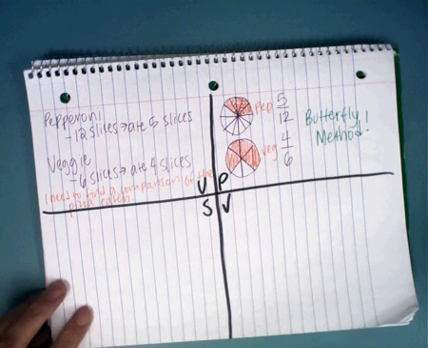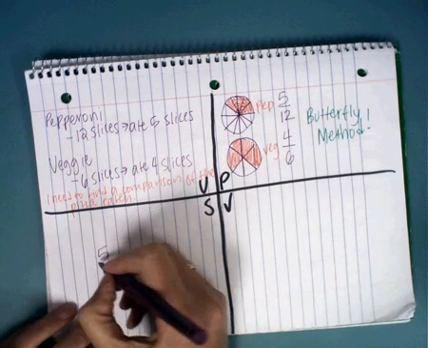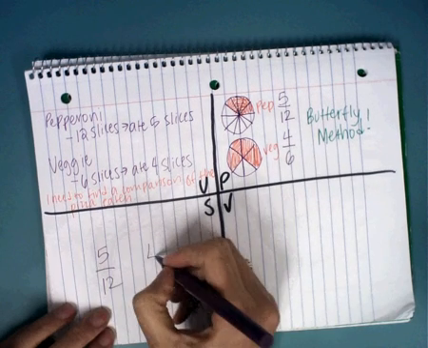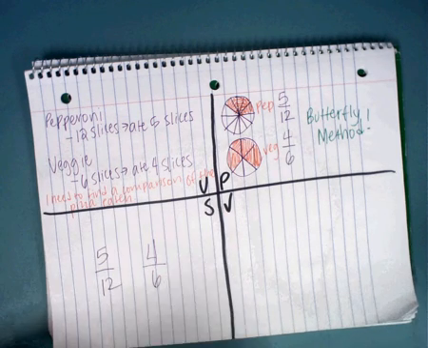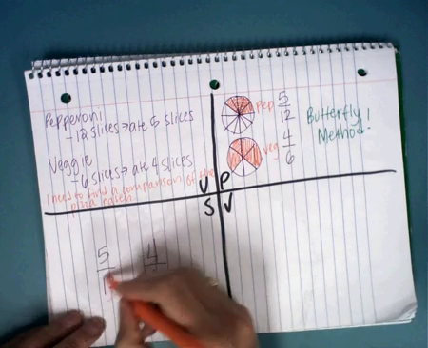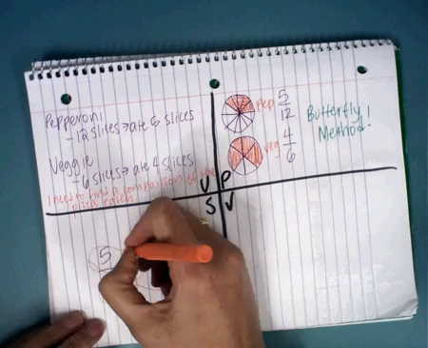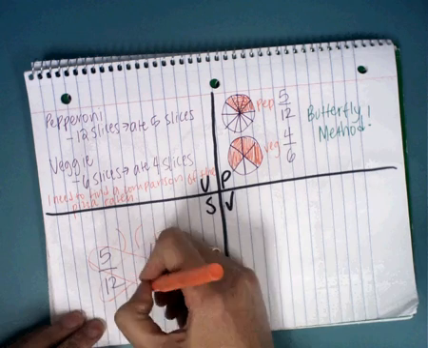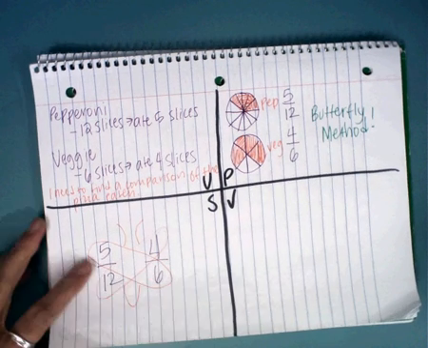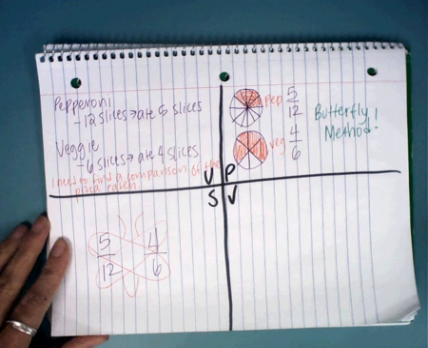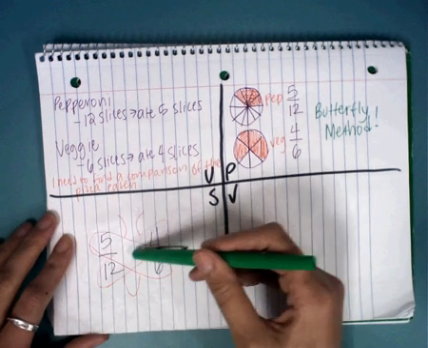So we've got 5/12 and 4/6. Okay, we're going to draw our wings. Okay, our antennae and the bottom of the body. Okay, so what's my first step whenever I'm doing butterfly method? I need to do the opposite denominator times the opposite numerator and then put it right here, right?